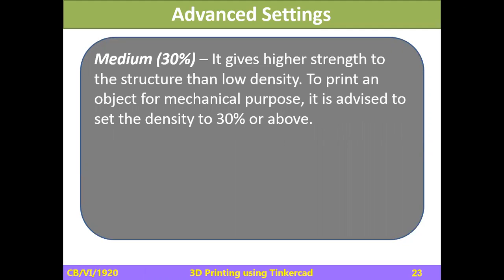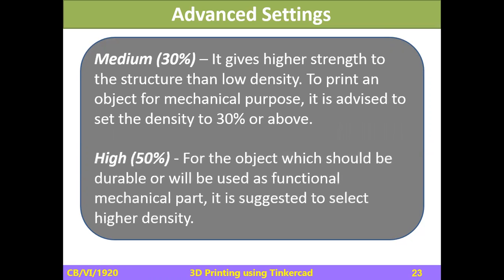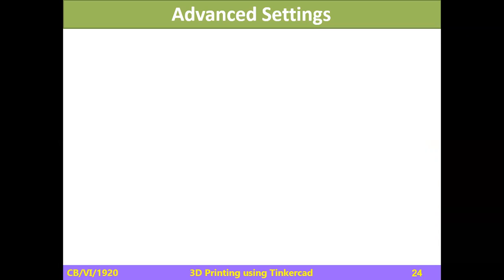But we have to remember what is the purpose of the medium, what is the purpose of the low, what is the purpose of the high. For example, first we learned that low is used for decorative, second is used for mechanical. So remember that. High 50%, for an object which should be durable or will be used as a functional mechanical part, it is suggested to select the high density. It's more effective.